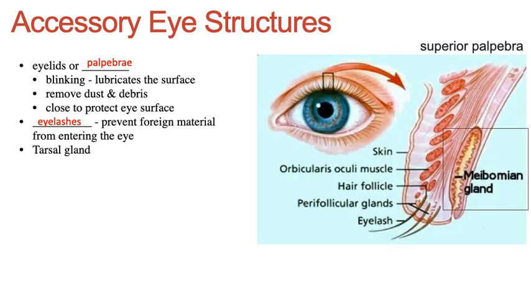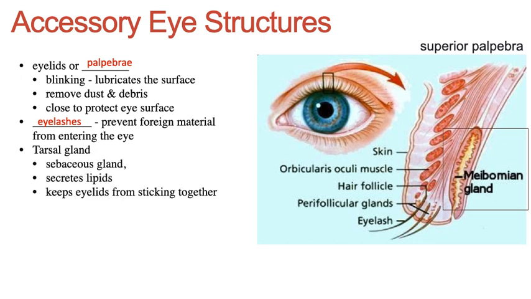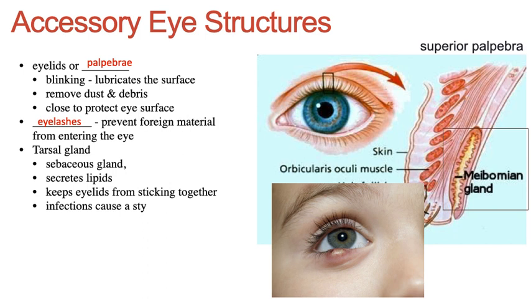The eyelashes are associated with sebaceous glands, and so along the inner margin, as you can see here in this image, there are these modified sebaceous glands called tarsal glands, or meibomian glands, and they secrete this lipid-rich substance that keeps the eyelids from sticking together. Now, you can get an infection or a blockage of these glands, and they result in this small lump or a cyst in this gland, and that is what we would refer to as a stye.